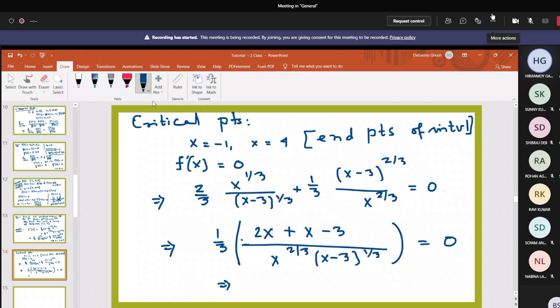To find the critical point, we have to make the numerator part equal to 0. That is 3x minus 3 equals 0. So 3x equals 3, which implies x equals 1. That is a critical point.